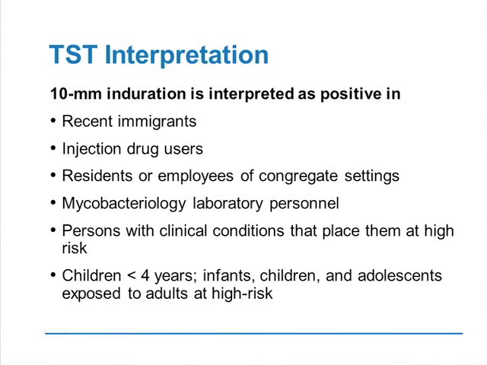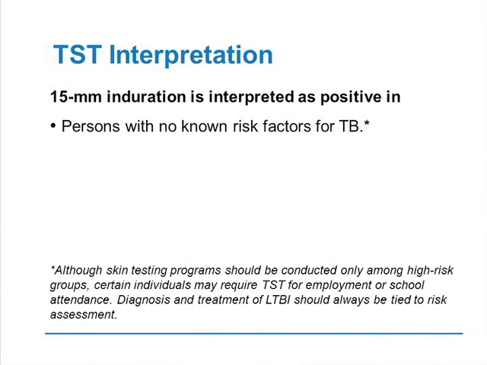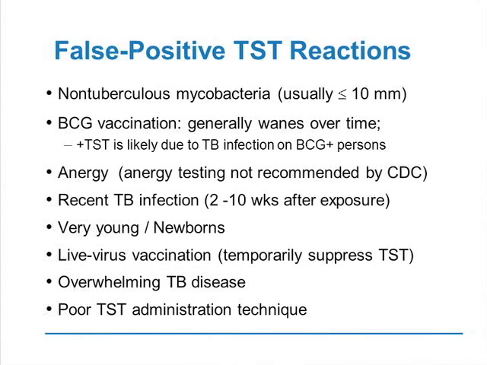lab personnel who are working with mycobacteria, persons in clinical conditions that puts them at high risk, and then children under the age of 4 also may be in this category where 10 millimeters and above would be interpreted as positive. Those who are very low risk, a 15 millimeter threshold is used as a positive result. And this would include someone like a librarian who's not exposed to anyone with TB or not dealing with any of the medicines or conditions we've talked about thus far.